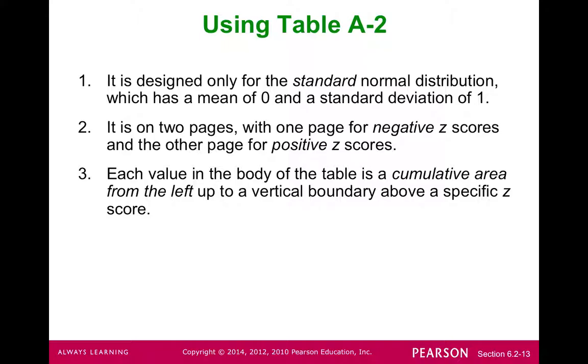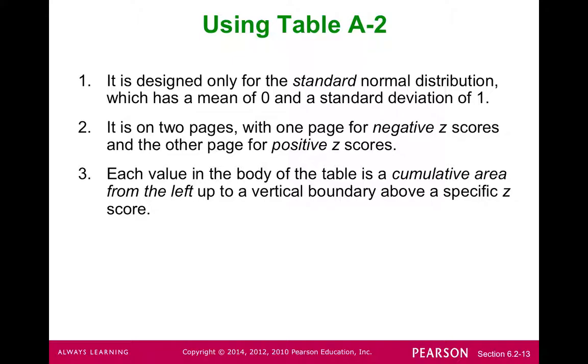So, a couple of things about using the z-score table. It's only designed to work for standard normal distributions, which by definition have a mean of 0 and a standard deviation of 1. As we'll see in section 6.3, there's a way to deal with situations where you don't have a mean of 0 or a standard deviation of 1. But for the purposes of section 6.2, understand that this table only works for the standard normal distribution.